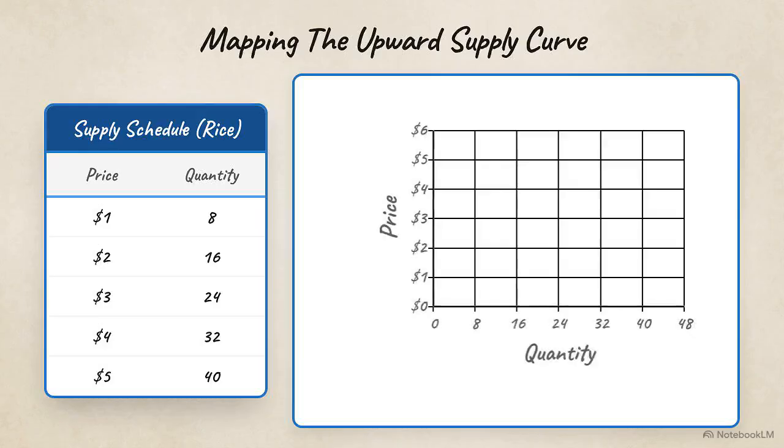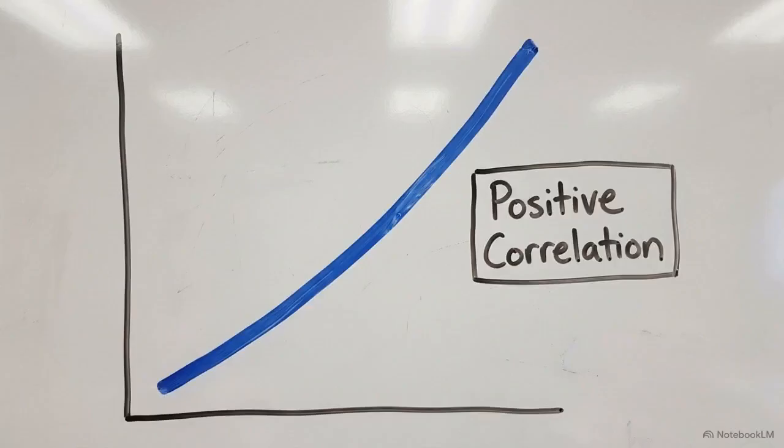This graph organizes that data visually, though it follows a specific economic convention. Price is always plotted on the vertical y-axis, while quantity remains on the horizontal x-axis. By plotting the coordinates from our rice table, we create an upward-sloping supply curve. This line visually represents the direct relationship between price and quantity.